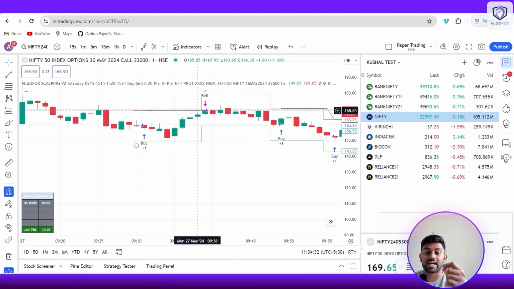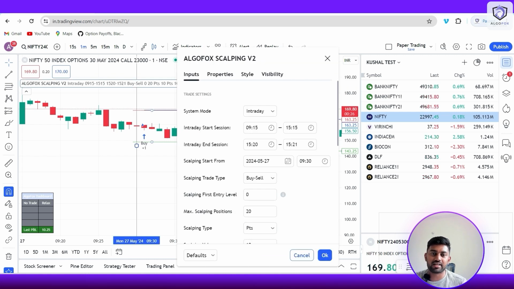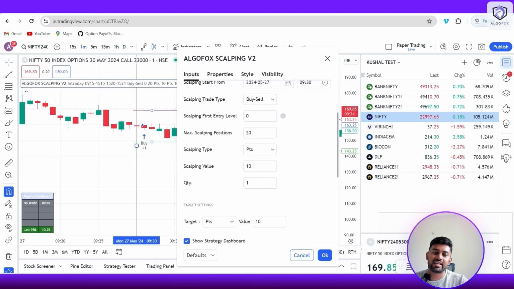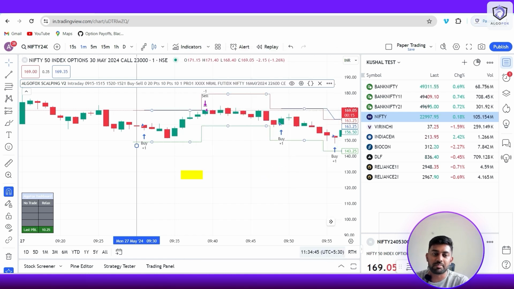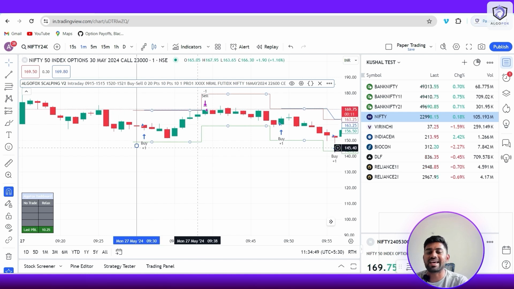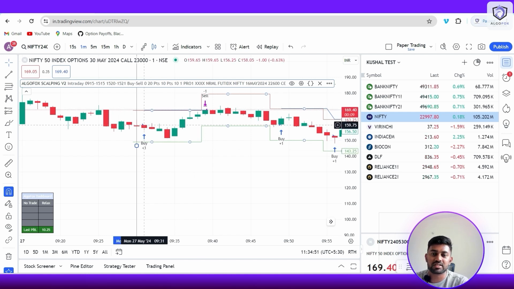I can keep the target. Now, what is my target? Again, in the settings, I can keep the targets both in terms of points as well as percentage. Let us say in my example, I want to keep the target as 10 points. That means for every 10 points market goes in my favor, I will exit. So let us say if my first level is 159, my second level of re-entry would be 149 and first level of exit would be 169.